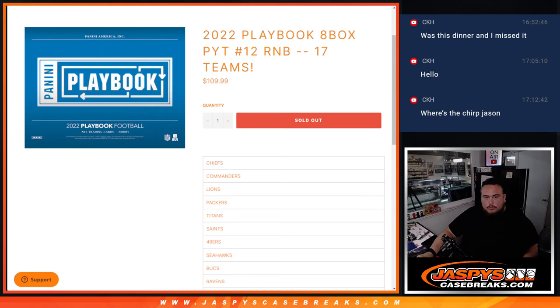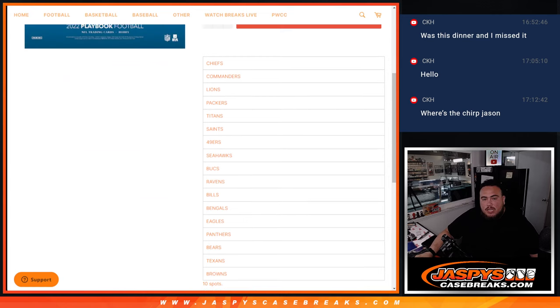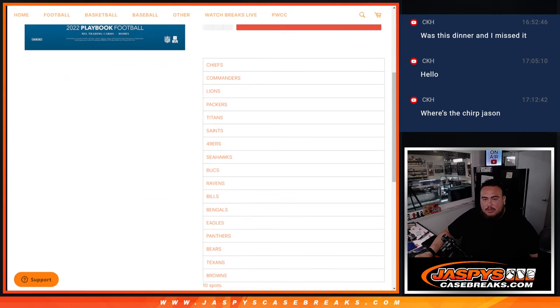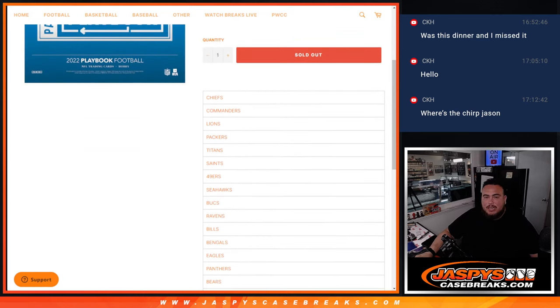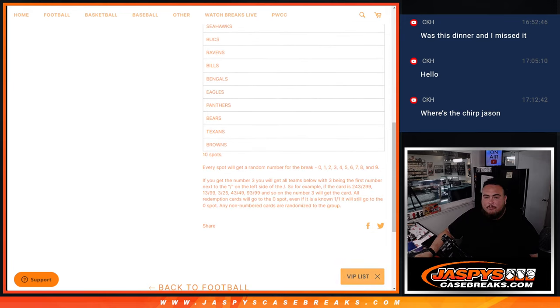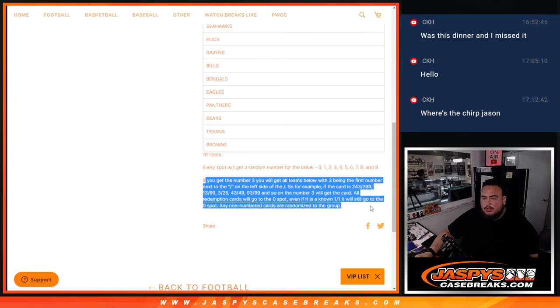2022 Playbook, Picker Team number 12 sells out with a 17-team RMB here. And again, guys, none of these teams sold, so we put them all together, divided them up into 10 spots, and you get a piece of all these 17 teams via a random number block. So, of course, it's a serial number break. We go by the first number, the left side of the serial number dash.